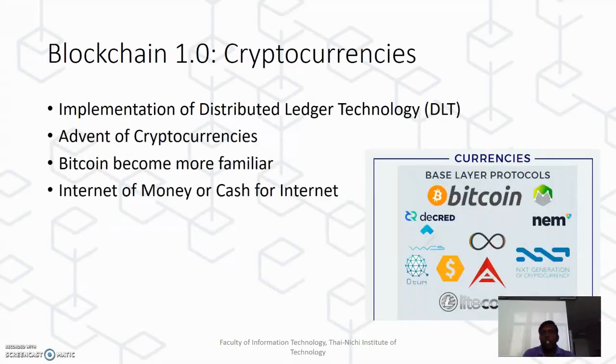So this is about the cryptocurrencies. Implementation of blockchain distributed ledger technology, or DLT, is the advent of cryptocurrencies. The coins like Bitcoin and many others, like altcoins or whatever you can name, all started to come during this blockchain 1.0. Bitcoin became quite familiar, and now it has become like the internet of money or cash for the internet.